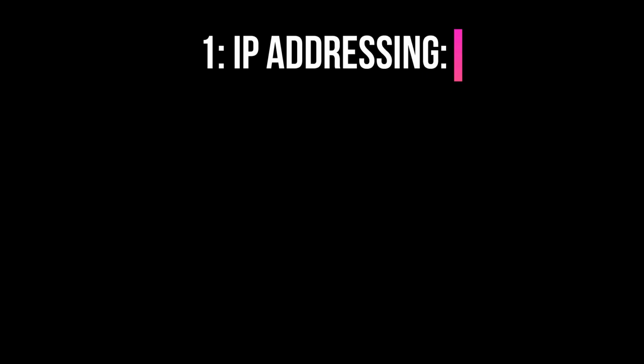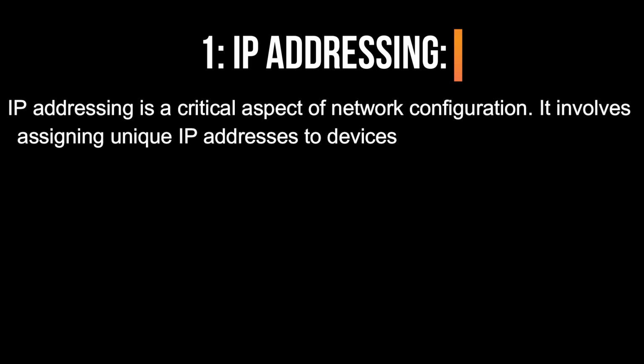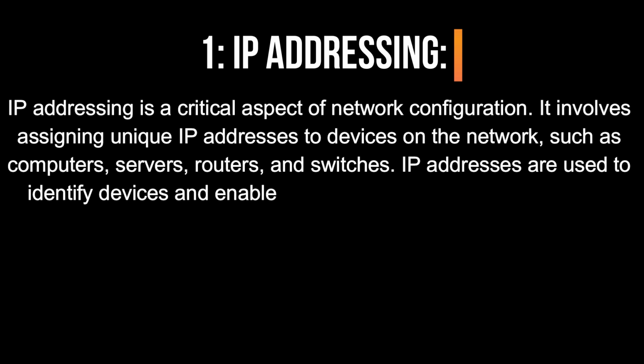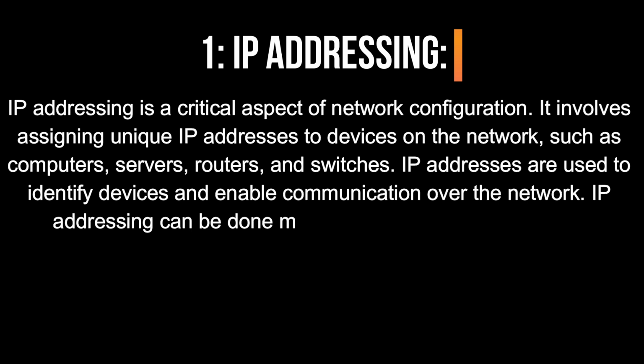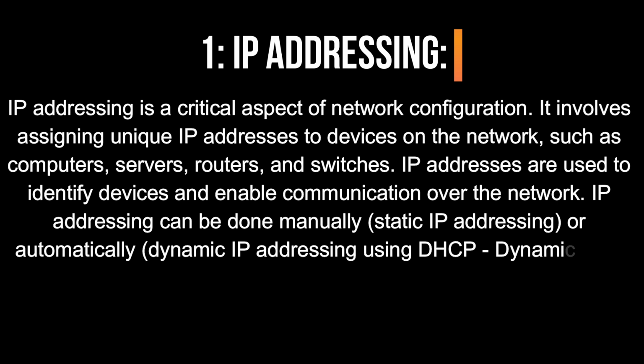1. IP addressing. IP addressing is a critical aspect of network configuration. It involves assigning unique IP addresses to devices on the network, such as computers, servers, routers, and switches. IP addresses are used to identify devices and enable communication over the network. IP addressing can be done manually (static IP addressing) or automatically (dynamic IP addressing) using DHCP, Dynamic Host Configuration Protocol.